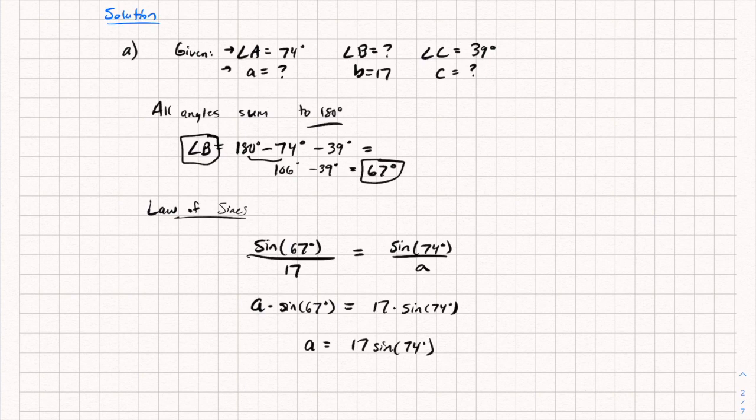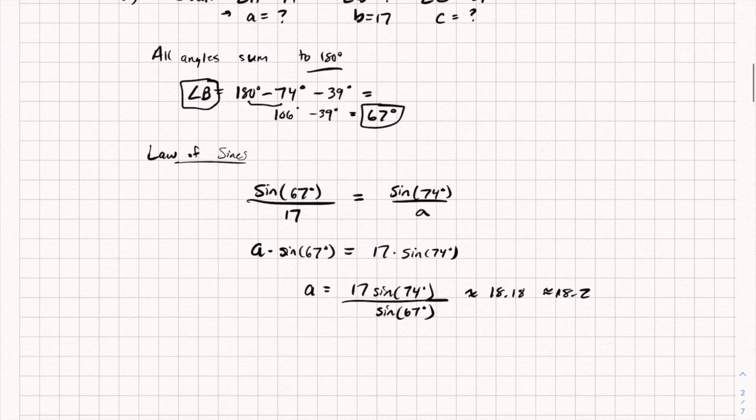Now notice I have not gone through and actually found 17 times sine of 74 because I want to type this all in the calculator at the very end. So that way I don't have any rounding mistakes. All right, now when you type all this into your calculator, make sure your calculator is in degrees. And then again, we can just type this straight up. And what you'll get if we round to the second decimal place is 18.18. We can even state that this could be rounded to 18.2 if we want to round to the nearest tenth. All right, now there's my little a.